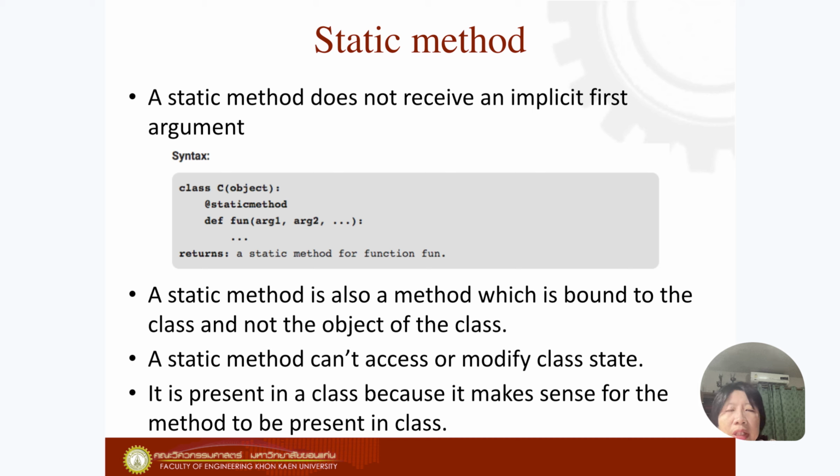Okay, another type of method is called static method. A static method does not receive any implicit first argument like instance method or class method. A static method is also a method which is bound to the class, not the object of the class. A static method cannot access or modify class state. So why do we have static methods? It's just a helper method. We don't want to repeat the code again and again. So some code that we want to be reused easily within the class context, we define it as static method.